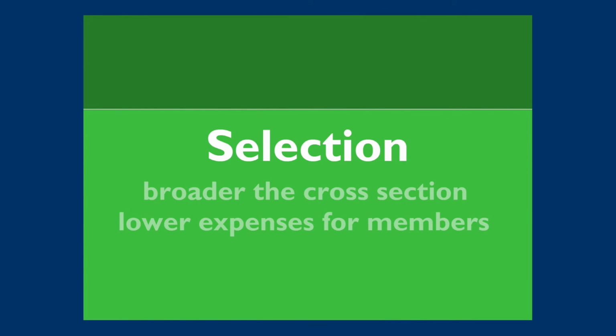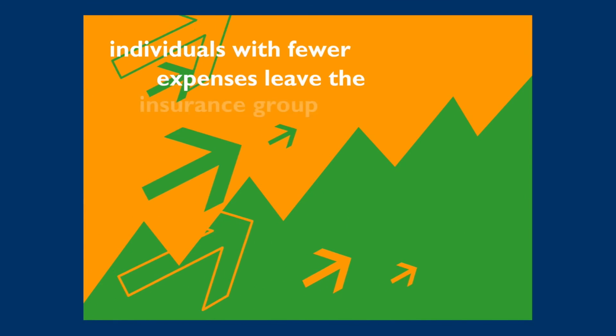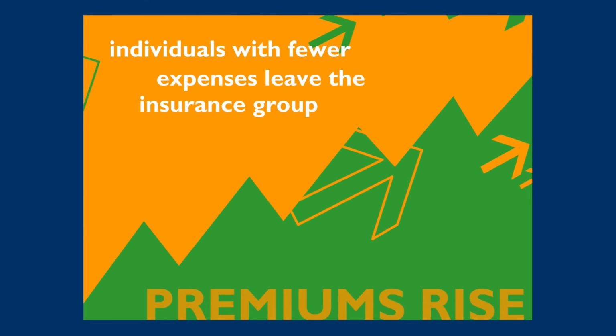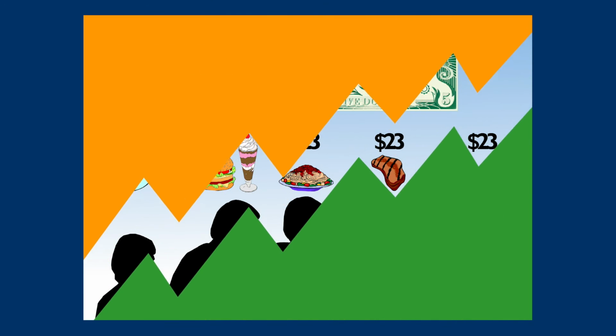The broader the cross-section of people in the group, the lower the expenses for everyone, so the risk can be spread across more people. When individuals that use fewer services leave the group, premiums rise, and ultimately, so does the cost everyone must pay for health insurance.